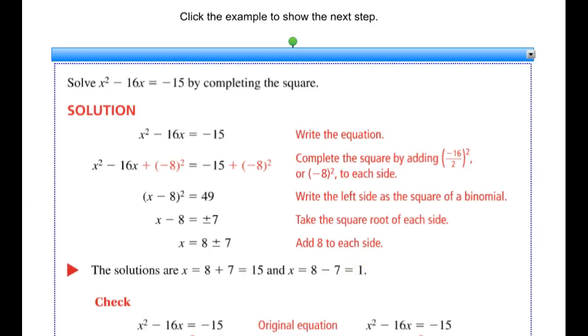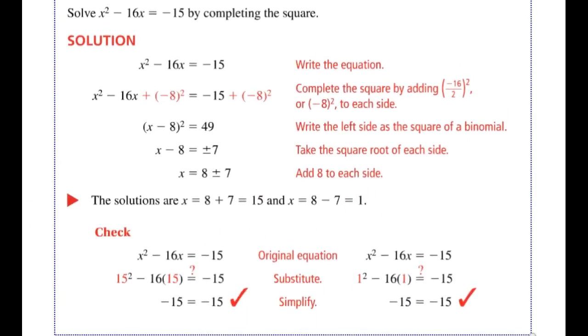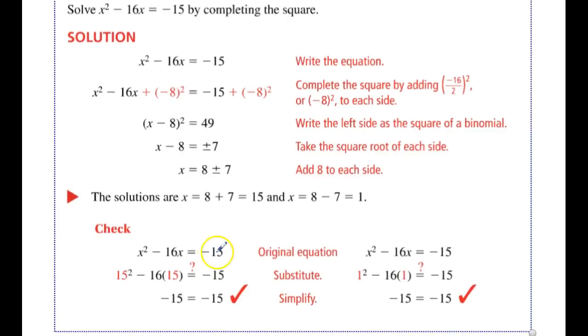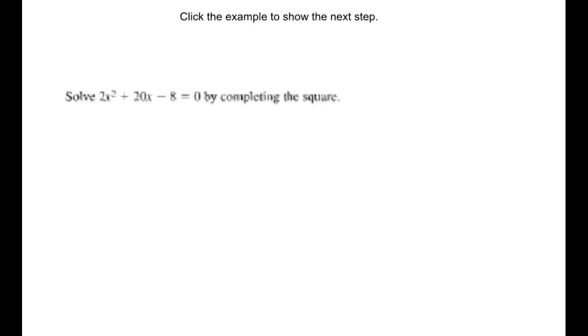So now I have to double check, because sometimes solutions don't actually work out. So now I just take both my 15 and my 1, and I plug them back into my original equation. I substitute, and then I just do the math and simplify, and I see that both of these do end up giving me the correct answer, so I know that both of these are my solutions.